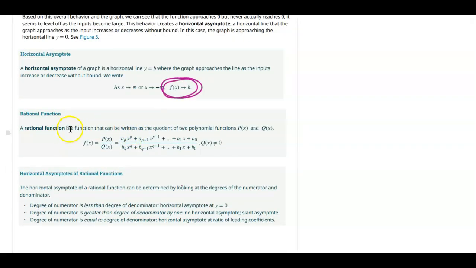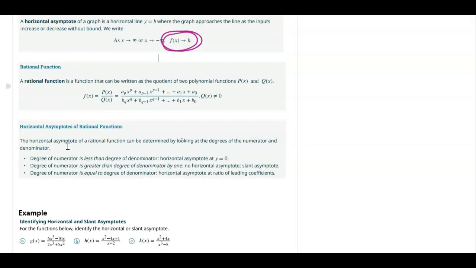For any rational function, p of x is a polynomial on the top, q of x is a polynomial on the bottom. Q of x is not 0 on our domain. If q of x is 0, it might be a removable discontinuity if the top and the bottom have the same factor, or it might be a vertical asymptote. But horizontal asymptotes are different. They're looking at end behavior.